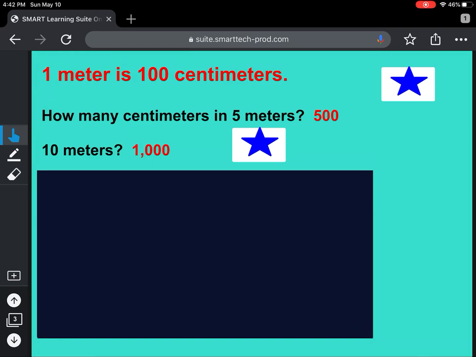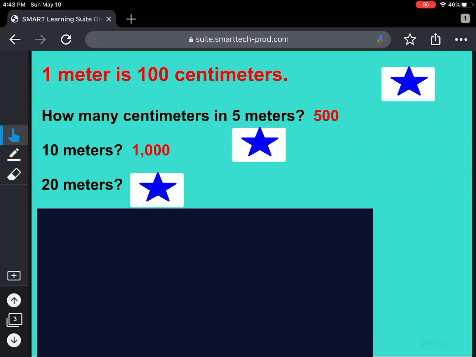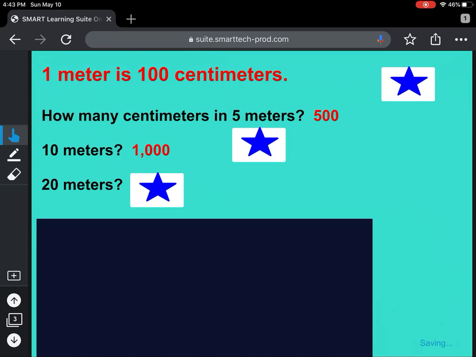Now, if 1 meter is 100 centimeters, 5 meters is 500 centimeters, 10 meters is 1,000 centimeters. How many centimeters are there in 20 meters? Pause your video if you need time to figure it out and write your answer on your paper, then turn it back on when you're ready to check. You should have said 20 meters is the same as 2,000 centimeters. We're going to do some more converting like that in today's number stories.